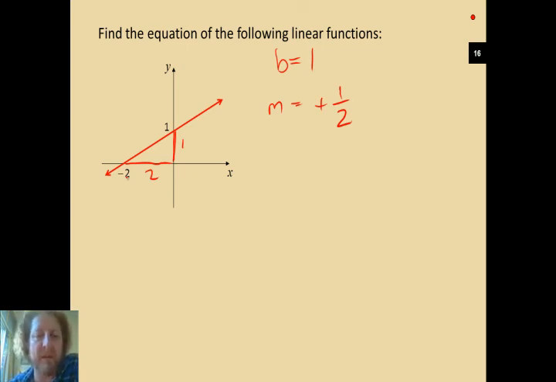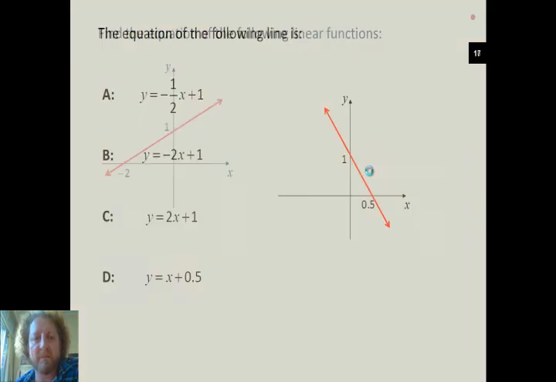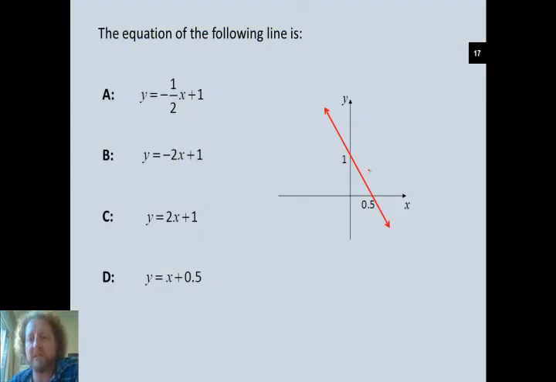The sign of the gradient doesn't depend on the signs of the numbers it goes through. Its gradient depends on whether, when I walk left to right, it goes up or down. This is an upward slope, this is a positive gradient, 1 on 2. My final answer is y equals mx, which is a half x, plus b, which is plus 1. It's pretty quick. Hopefully not too quick. Put me in slow-mo if so. Here's another extra pause moment if you want to work this one out for yourself.